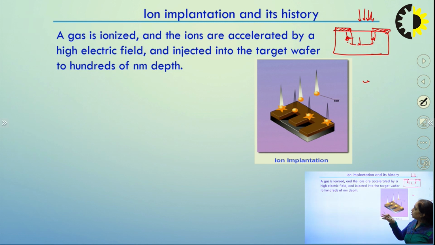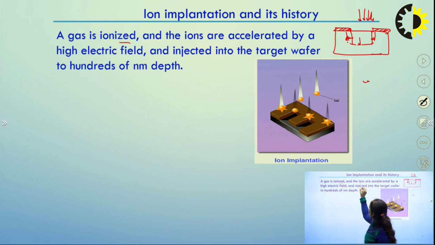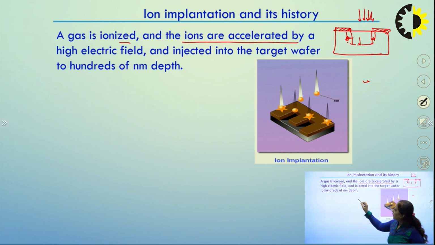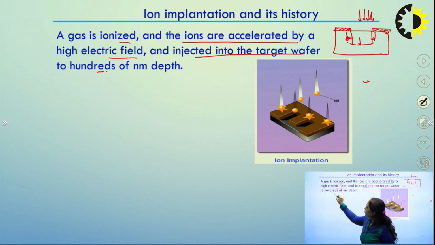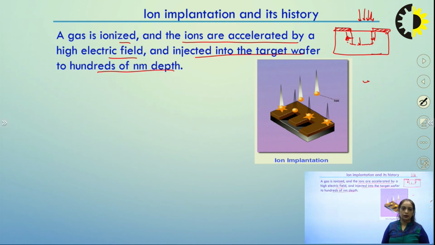For this process, ion implantation is done. So the gases are ionized, and the ions are accelerated by a high electric field and injected into the target wafer to hundreds of nanometer depth, right. So in case of ion implantation, your gases will be ionized, and those ions will be accelerated by a very high electric field, and then they will be targeted towards the wafer.